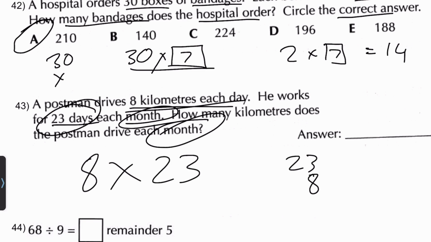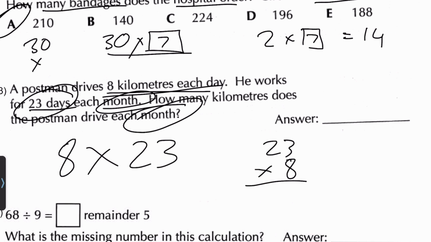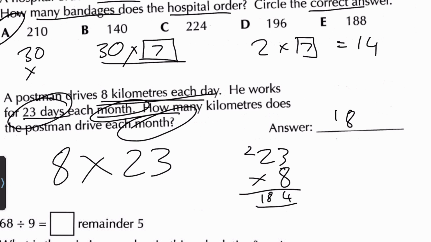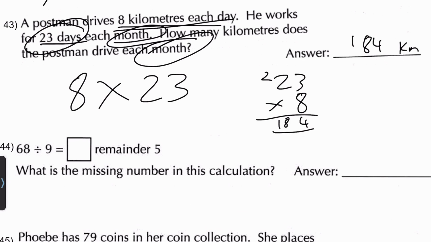As you do it like this, you're going to get 8 times 3. 8 times 3 is 24. 8 times 2 is 16, plus 2 is 18. So 184 kilometers. I think when you're uploading it to the online answer sheet, it doesn't matter if you put the units in or not.